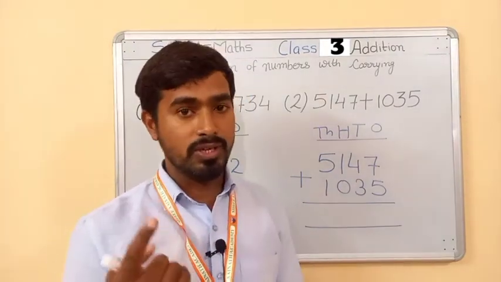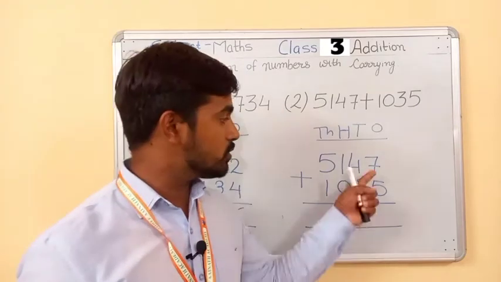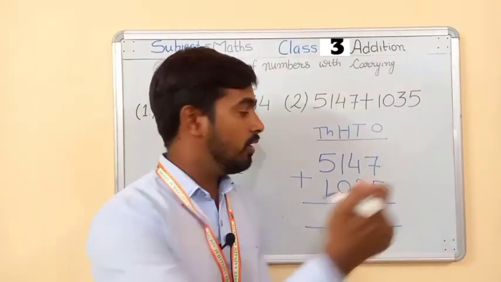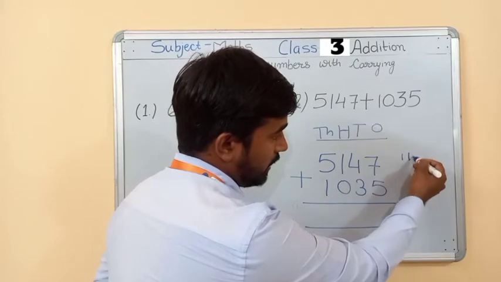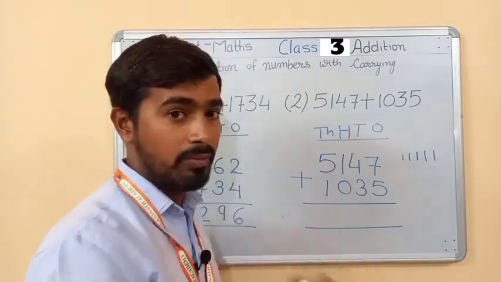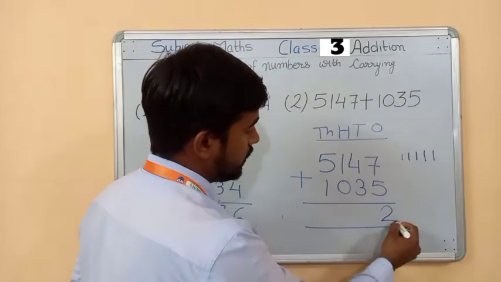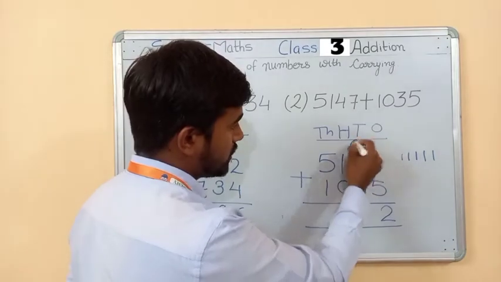How to add? First keep 7 in your mind and now add 5 more. After 7 we will count: 8, 9, 10, 11, 12. This is 5 lines; I added 5 after 7. So 7 plus 5 is 12. Write 2 here, and the carry goes to the next number.